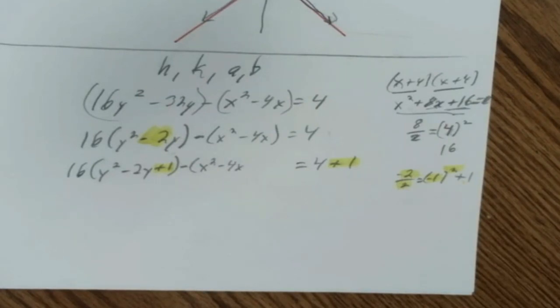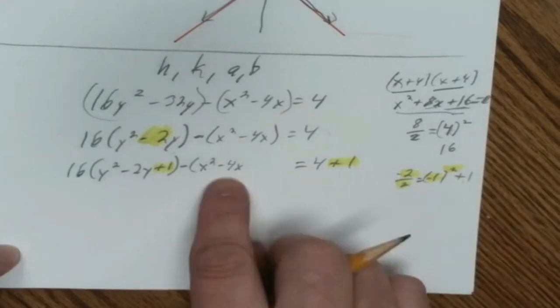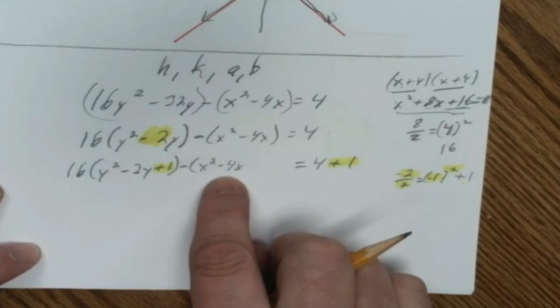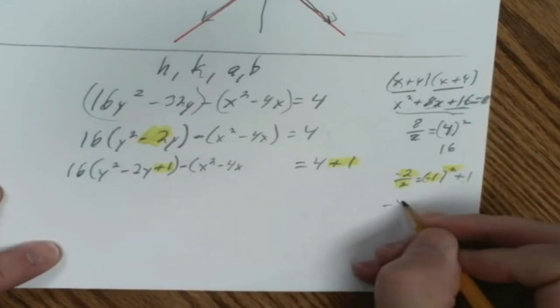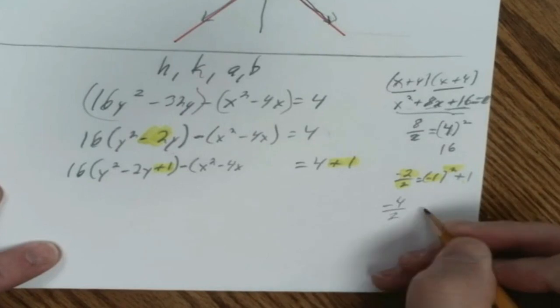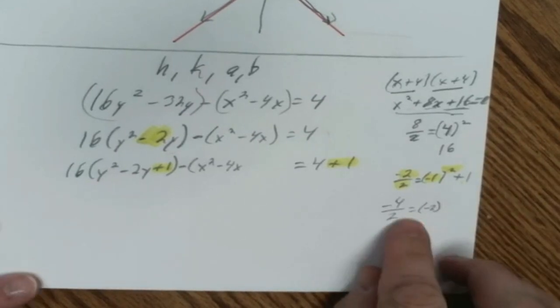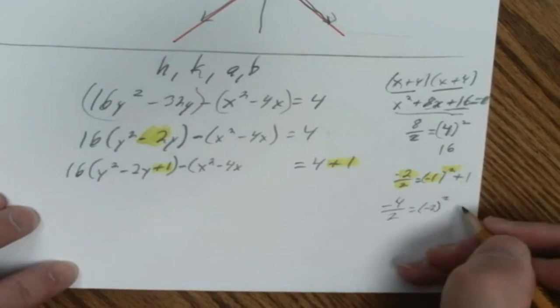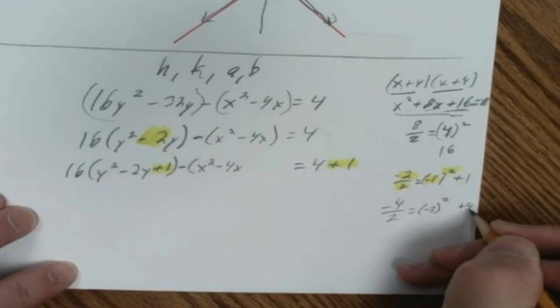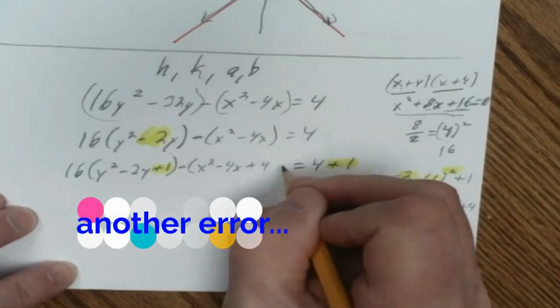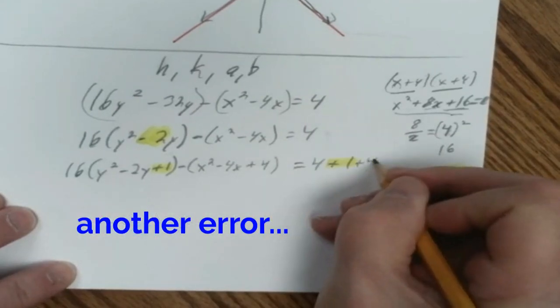And you'll see why we do this in just a minute. We've got to do the same thing with the x. So the coefficient of our x term is negative 4, and we're going to divide that by 2. We got negative 2. Now when we square the negative 2, that gives us a positive 4. So we're going to add 4 to both sides.